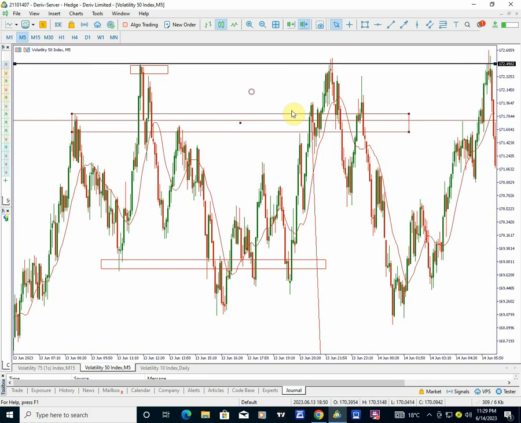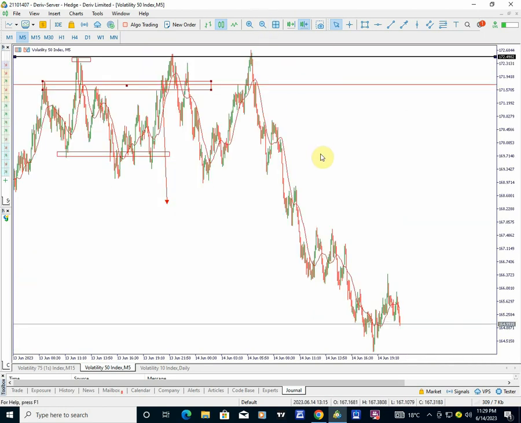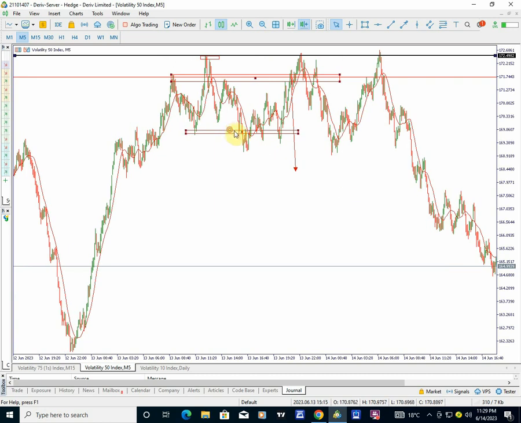So let's say we are taken out by these candlesticks. After we sold here, we are taken out by these candlesticks here. So right now we're going to look again for a market structure shift. So we want the market to close a candlestick below this low here.